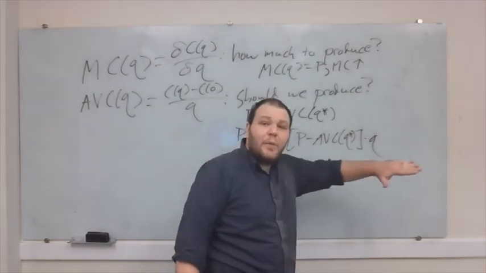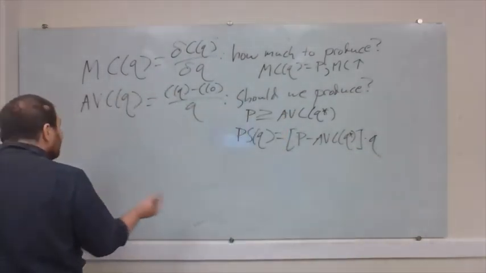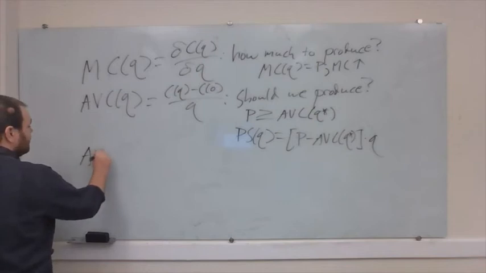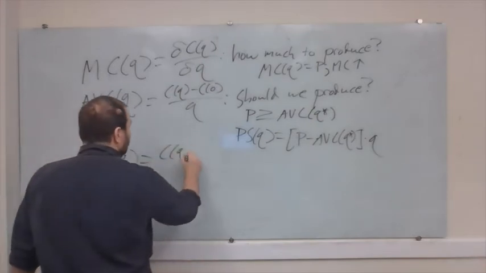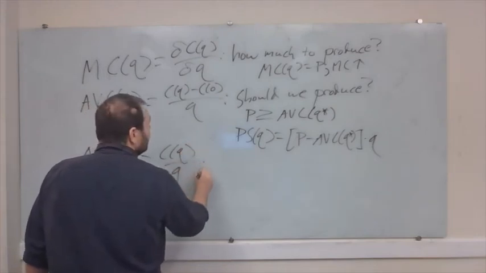And then lastly, we have average total cost, just going to be the cost of Q divided by Q. And this is going to tell us how much profit we made.